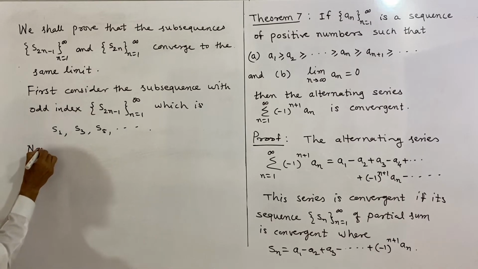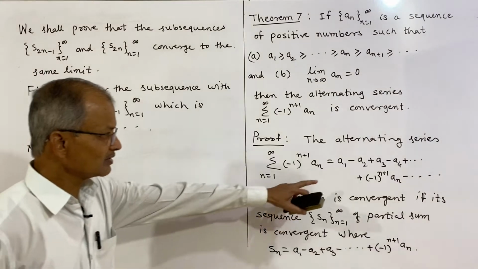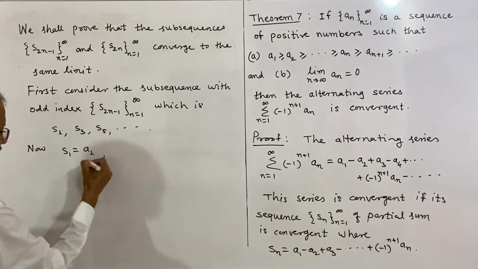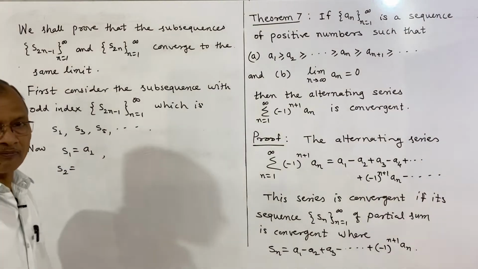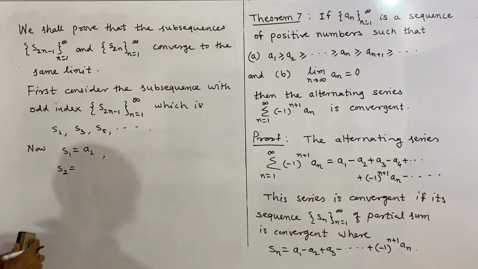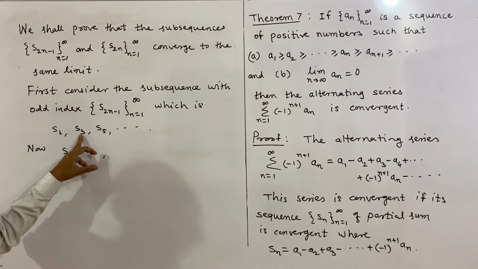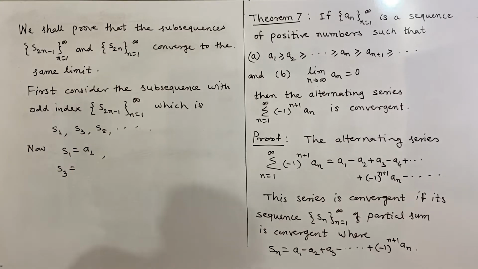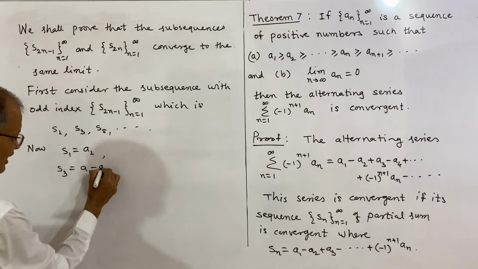Now what is S1? S1 means the sum of only the first term. The first term is a1, so S1 is a1. And what is S2? S2 will be the sum of the first two terms, that is a1 minus a2. But S2 we are not considering, we have to consider S3. This sequence is with odd index terms, and therefore the first term is S1, which is a1. Now next is S3. S3 means the sum of first three terms, that is a1 minus a2 plus a3.